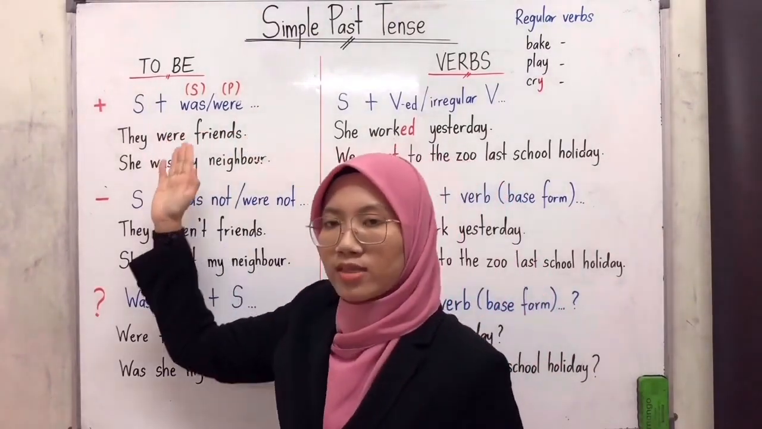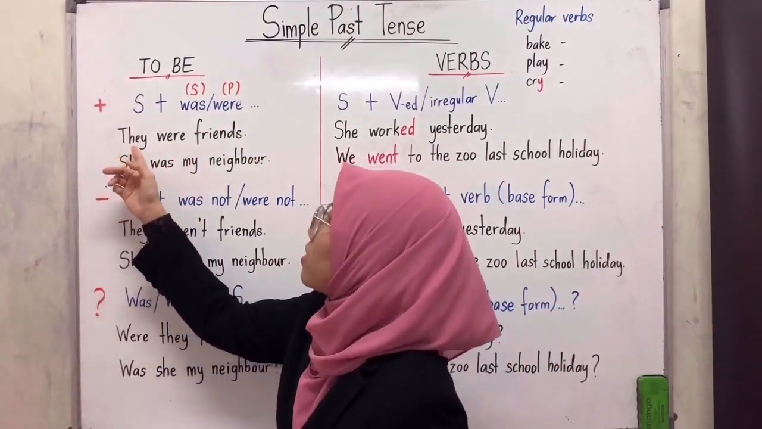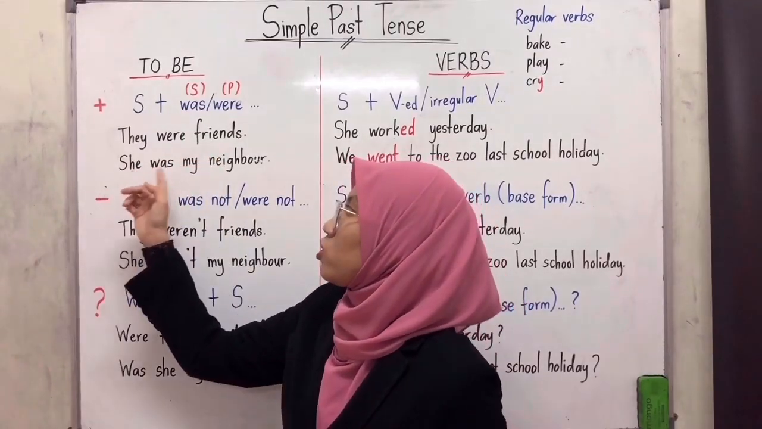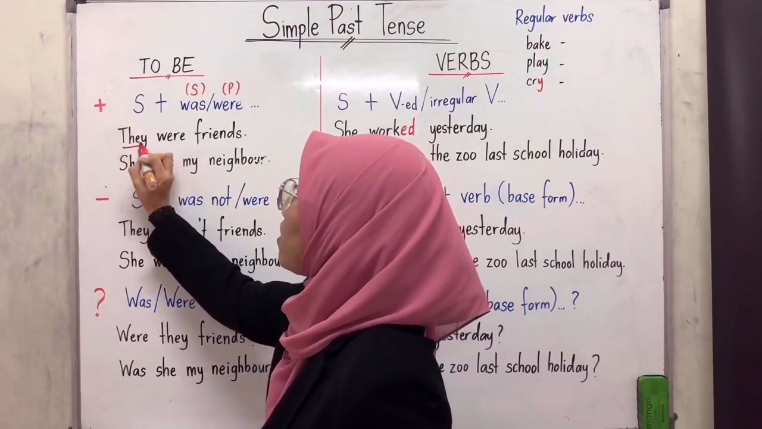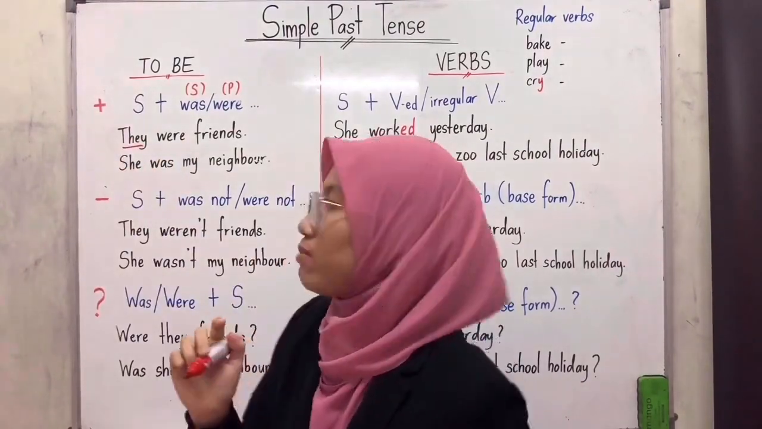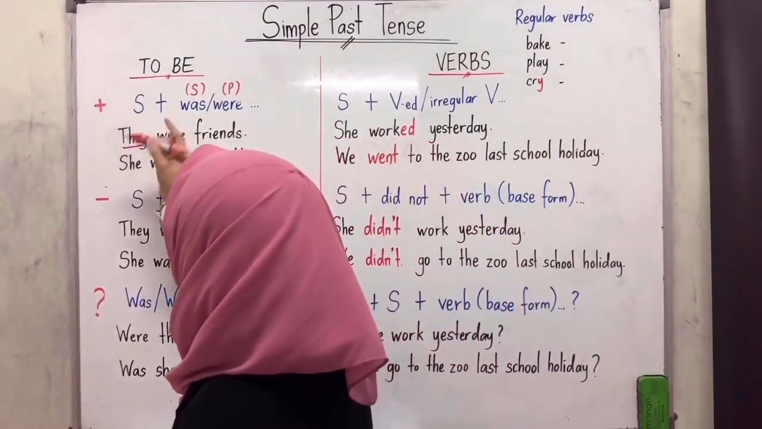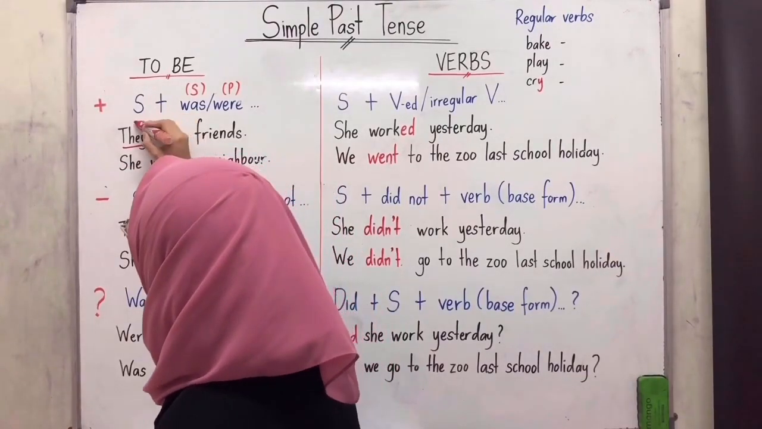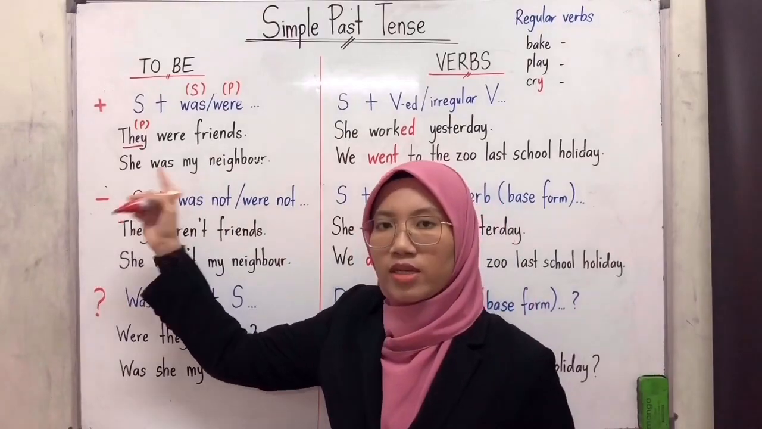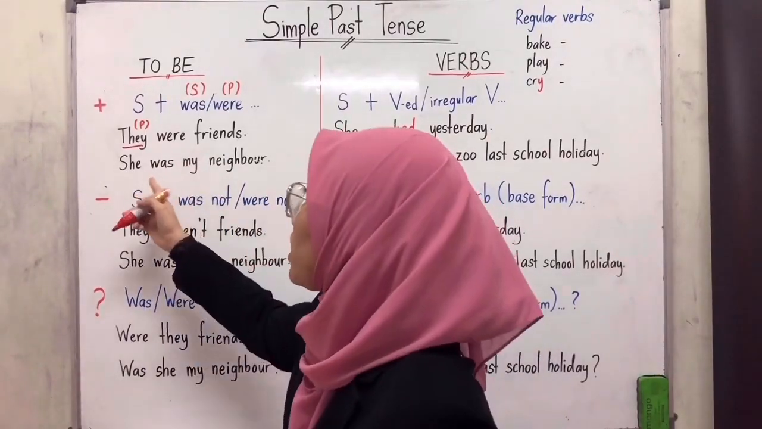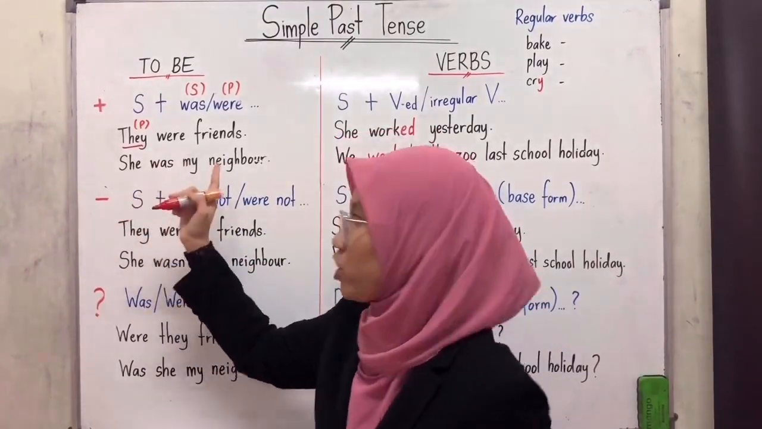We have two examples here. First, they were friends. Second, she was my neighbor. Because they is a plural subject, it will take were. Second, she was my neighbor. She is a singular subject, so it will take was after the subject.